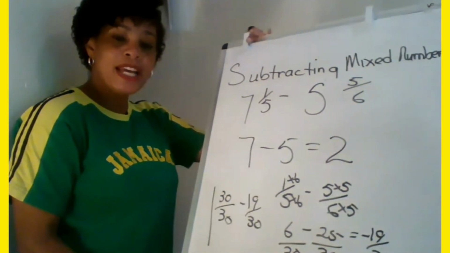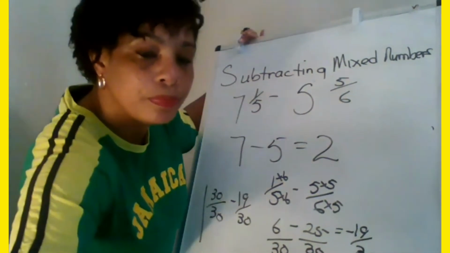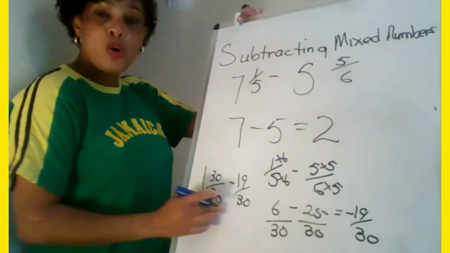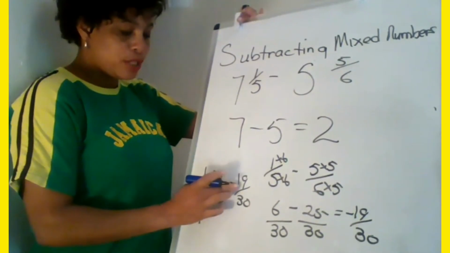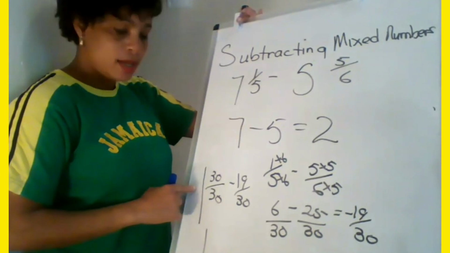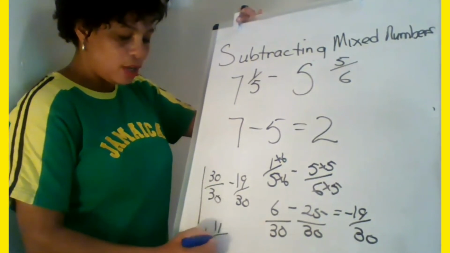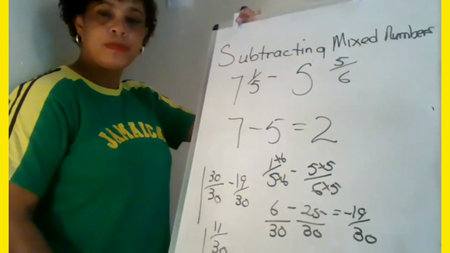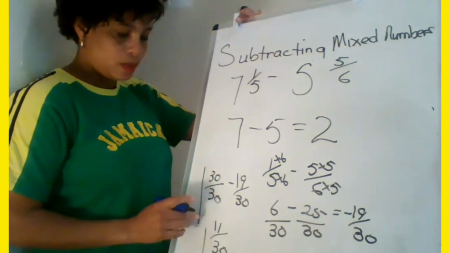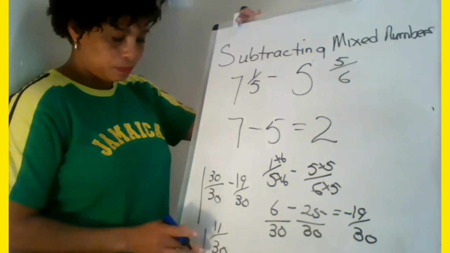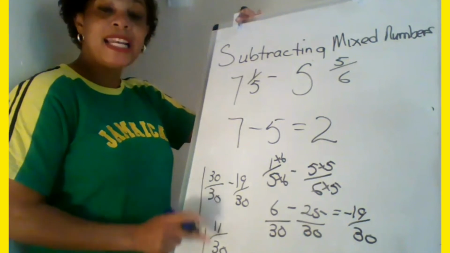And if I take out my 19 out of 30 there, I'm now going to be left with 1 whole, which is that, and that is going to be 11 out of 30. So we have 1 and 11 out of 30.